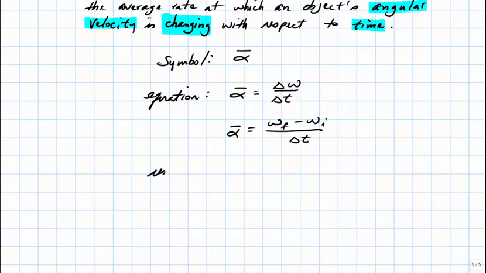And the units are, well, omega is expressed in radians per second. And time is expressed in seconds. And if we just conduct some algebraic maneuvering, the resulting unit is the radian per second squared.